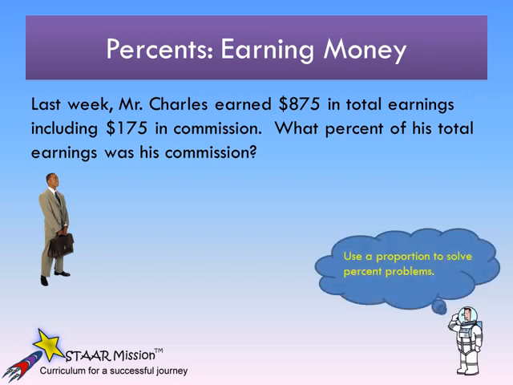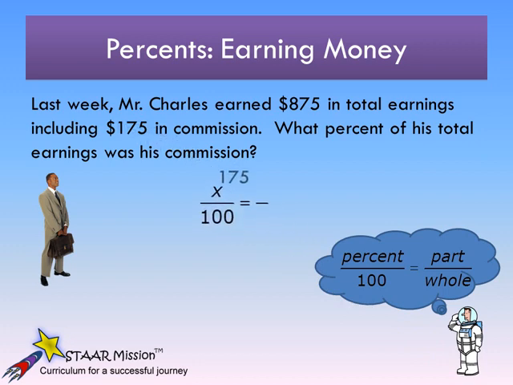You can use a proportion to solve percent problems. So percent over 100 is equal to part over whole. That tells us x over 100 is equal to $175 over $875. We do not know the percent, so we use x to represent the unknown.